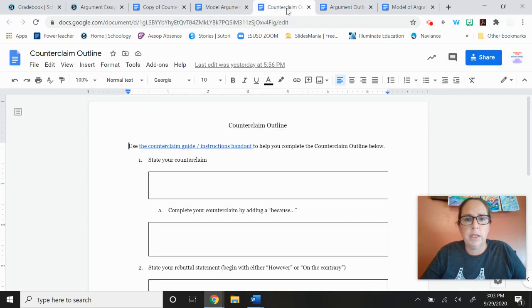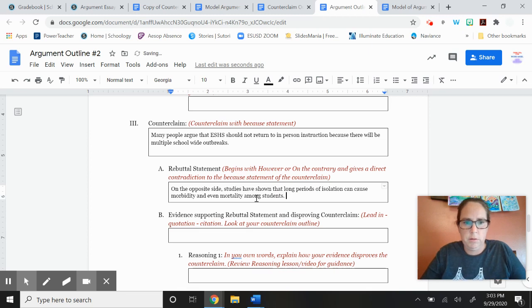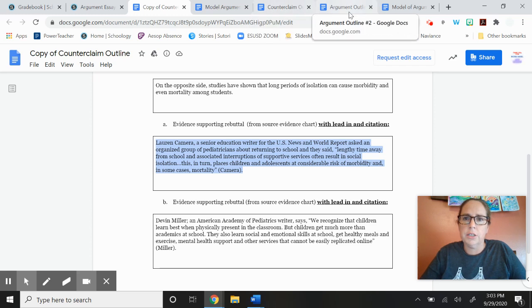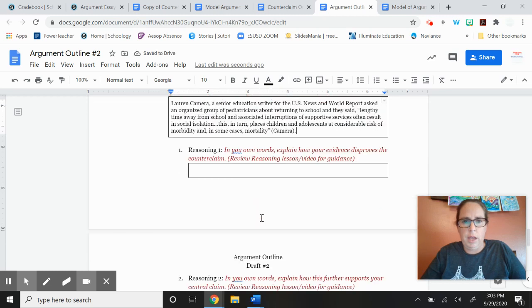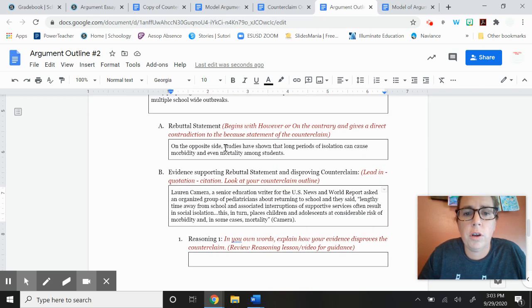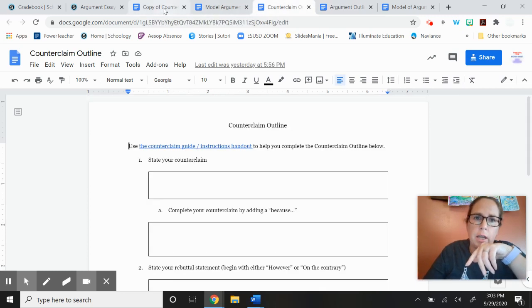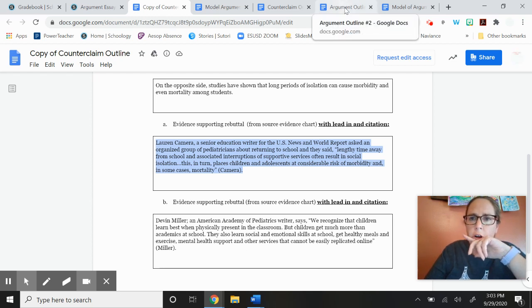I would take my rebuttal statement also from here. Here's my rebuttal. I would copy and put my rebuttal. I have already picked evidence. And ideally, like this person did, given proper context and a citation. So I can just move this over. And the good news is, for your counterclaim, I'm only asking that you do 1 piece of evidence. So in your outline you did yesterday, you did 2. You can pick whichever one you think is the stronger one.